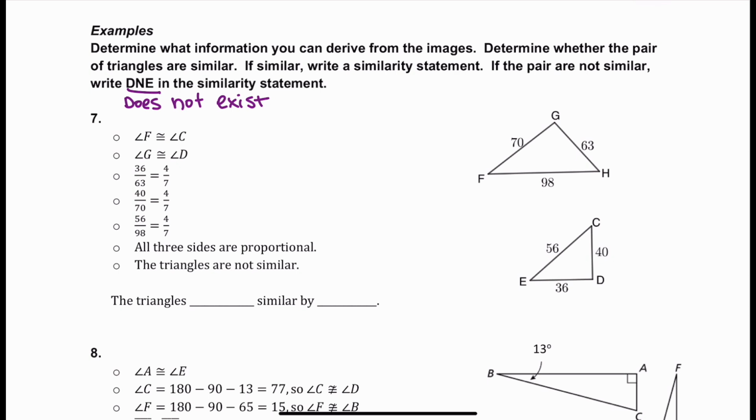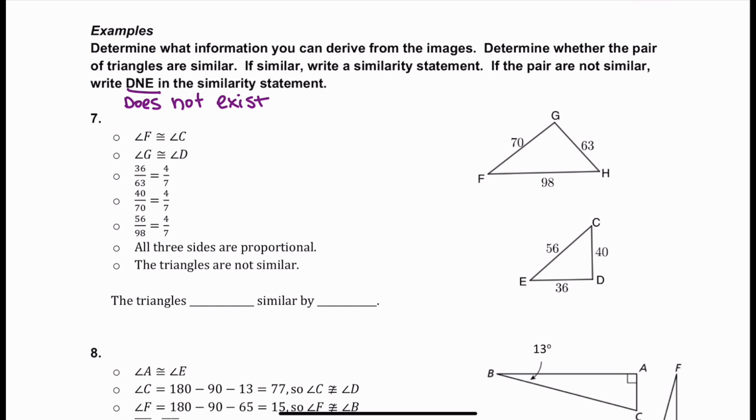in the similarity statement. So first thing we want to know, are F and C congruent? From the picture, it does not have any markings to say that F and C are congruent, so we are not going to check that box. Likewise, G and D, it doesn't show that G and D are congruent, so we're not going to check the box. But we do have three sides, so this would be side, side, side similarity if they are similar.